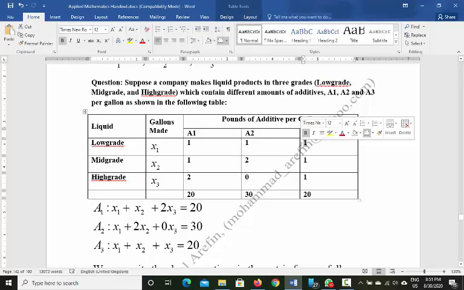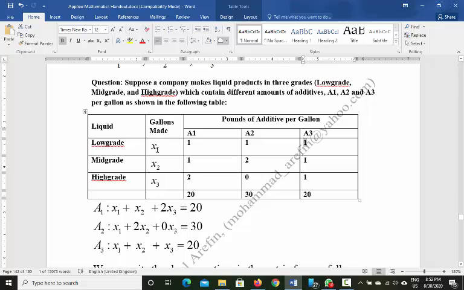If we produce 1 gallon of low grade liquid, we will use 1 pound of A3 liquid. So here we are producing x1 gallons of low grade liquid. To produce 1 gallon of low grade liquid, we will use 1 pound of A3 liquid. We are producing x1 gallons of low grade liquid, so we will use x1 pounds of A3 liquid.